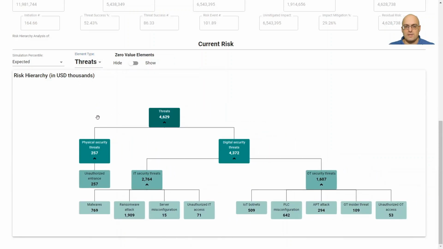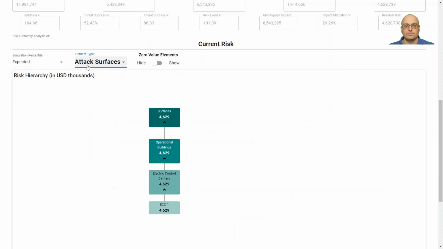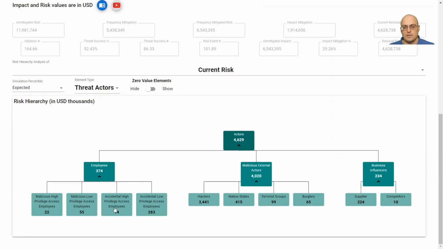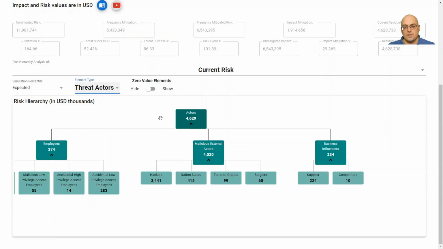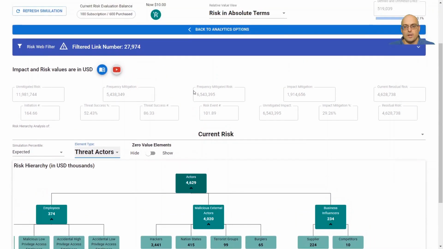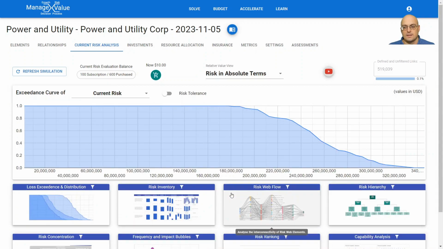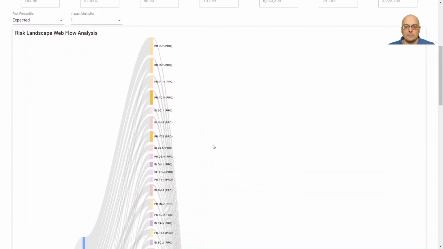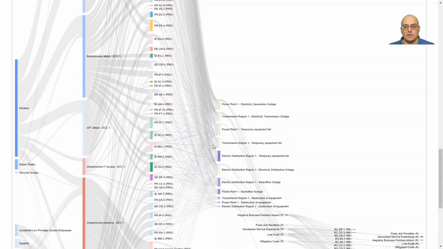And then from a threats perspective, there can be physical security threats, digital security, of course, for a control center, whether it's IT or OT. Both of them are applicable. And then threat actors can be malicious and non-malicious, internal and external actors. Of course, these are just examples, but the point is that you can analyze the asset-specific risk for the organization coming from the risk quantification analysis.